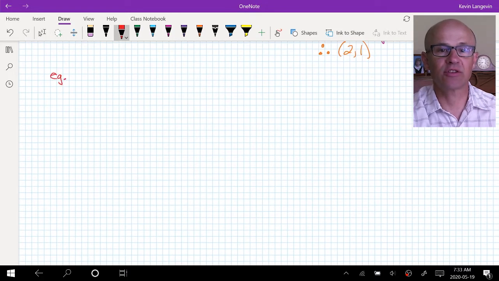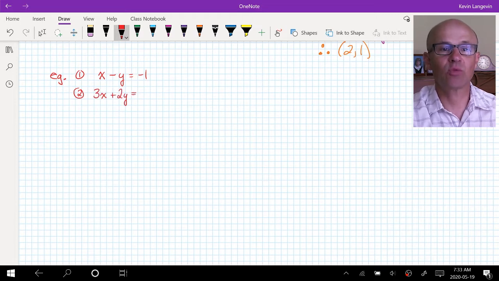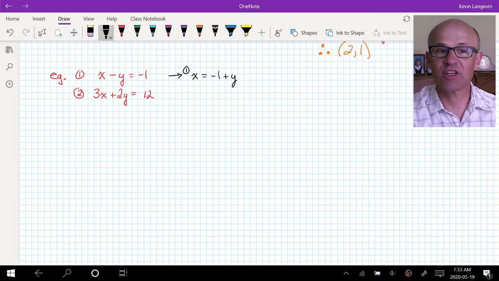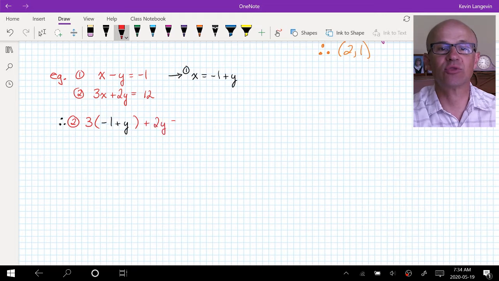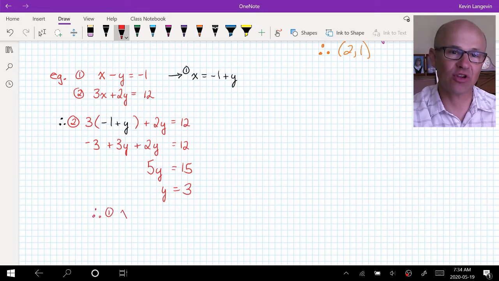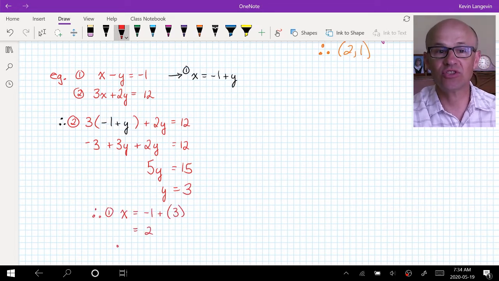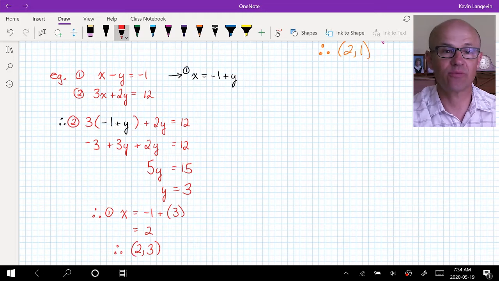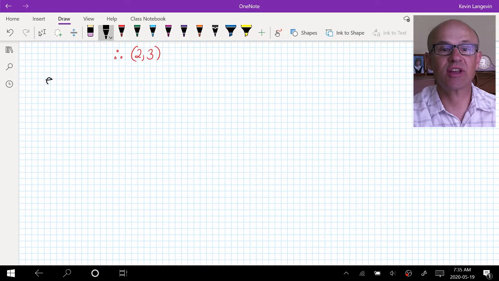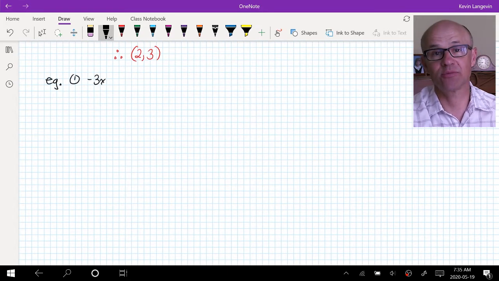All right, let's look at another example. Suppose I have x minus y equals negative 1 and 3x plus 2y equals 12. I'm going to take equation number 1, move the negative y to the other side to get x is equal to negative 1 plus y. I'm going to substitute that into the x position in the other equation, equation number 2, solve, and I get y equals 3. Substitute that back into one of the original equations, and I get (2, 3) is my answer.